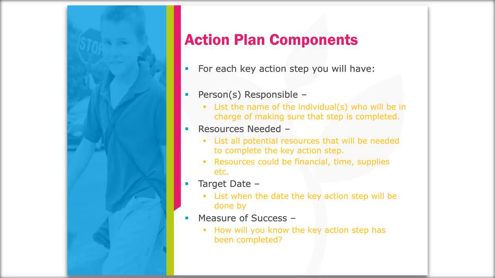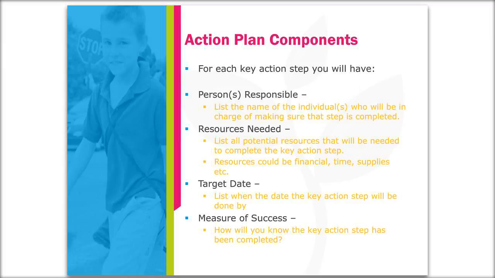So then the next one is resources needed. Within this one, you want to list out all potential resources that will be needed to complete that key action step. When we talk about resources, we want to think about, are there any financial resources that we're going to need? When we're creating a program that encourages kids to walk to school, what are those prizes? We're probably going to need some money to help purchase those prizes or a donation from someone.